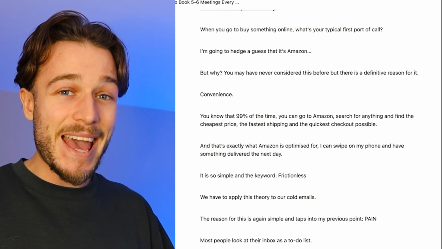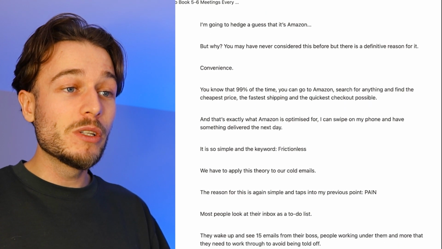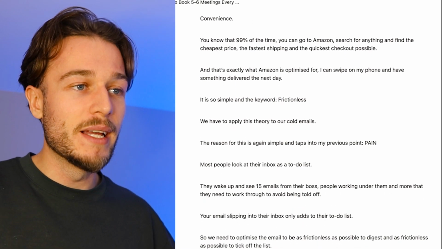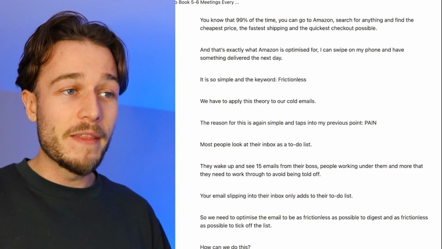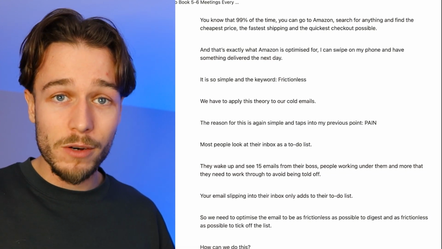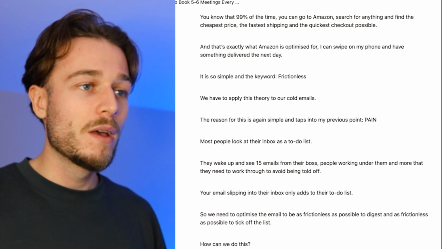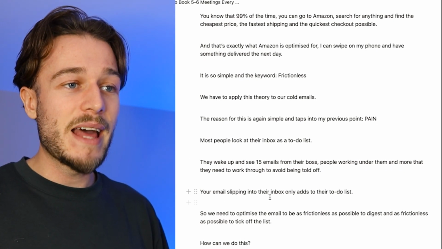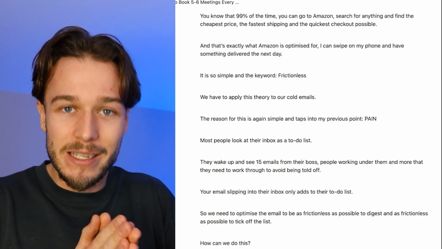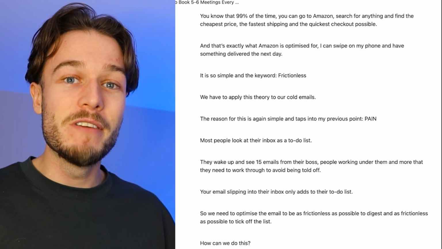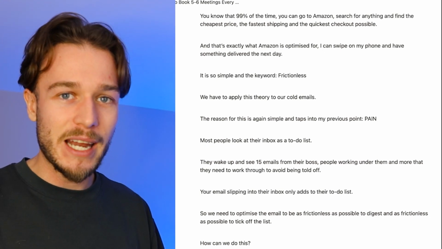The reason for this is again simple and taps into my previous point, which is pain. Most people look at their inbox as a to-do list. They wake up and see 15 emails from their boss, people working underneath them, and more that they need to work through to avoid being told off or being put into extra pain because they haven't achieved what they needed to achieve, okay? So your email slipping into their inbox only adds to their to-do list because it's unsolicited. Remember, cold email is unsolicited. They have not asked to receive your email. This is a very important point to remember throughout writing your cold emails and setting up your campaigns.